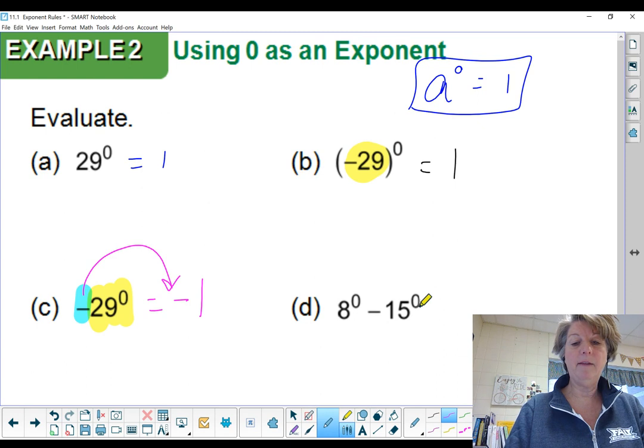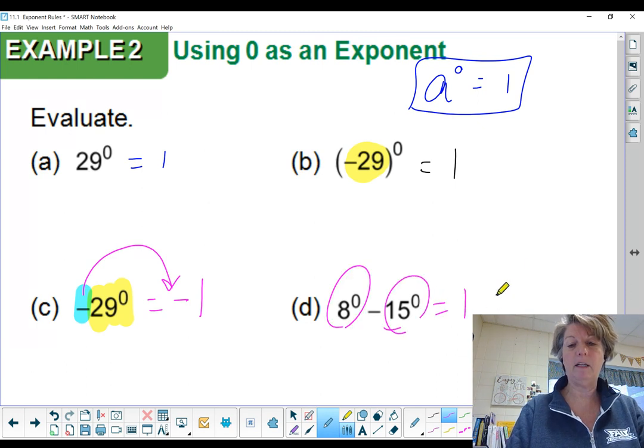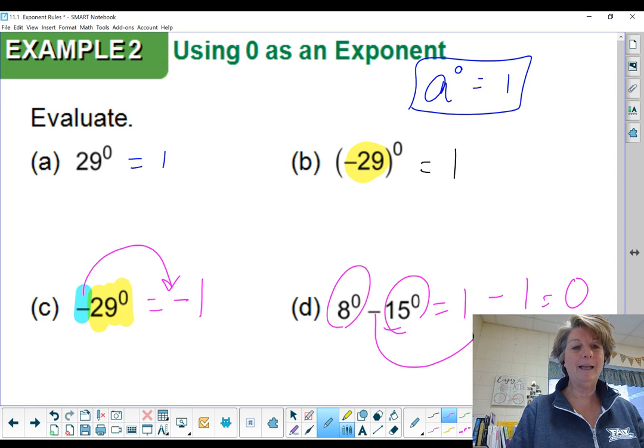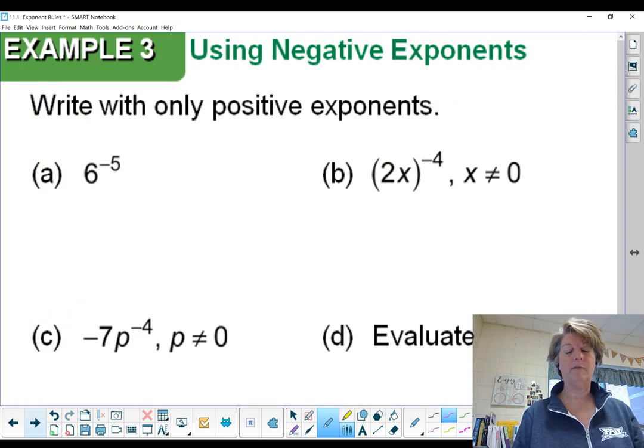And then finally, D, I'm getting 8 to the 0 is 1, and 15 to the 0 is 1, and they show a subtraction between them, so I get 0 for that answer. I think sometimes the zero properties can be the most confusing ones, just because of the parentheses, non-parentheses.